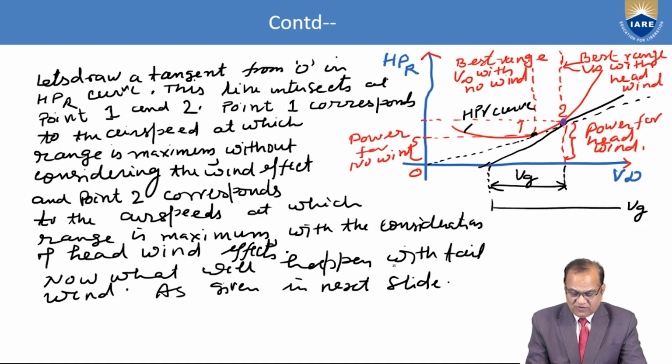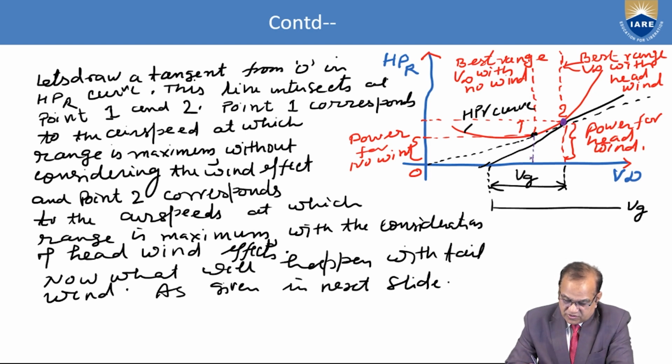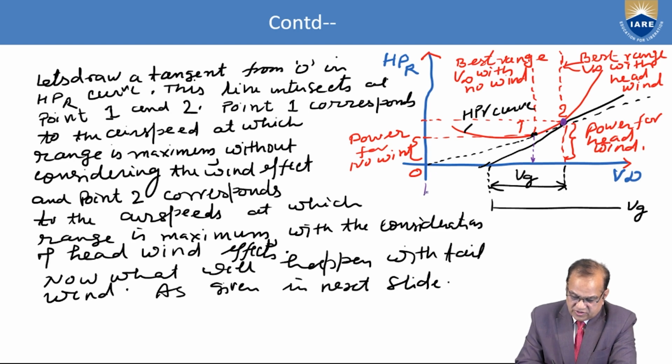Now what will happen with tailwind, as given in the next slide. So if you see here, if you draw this line from here to here, and this is your headwind. So this much only is your VG, but from here your VG is counted, not from here.